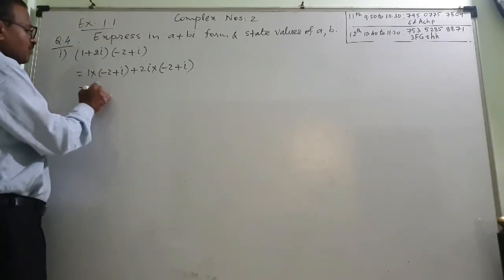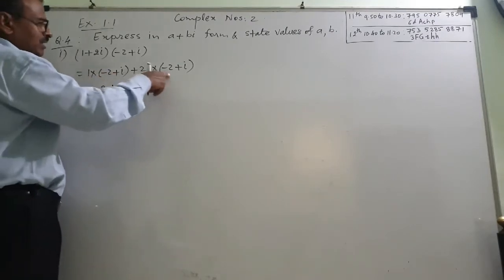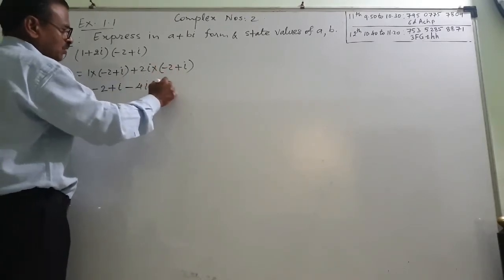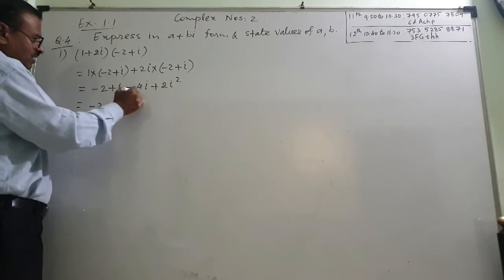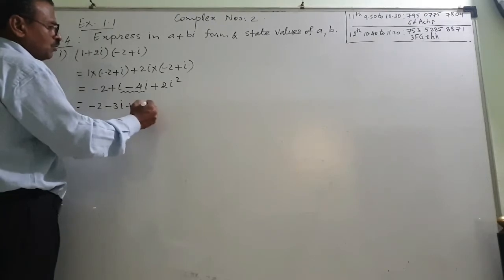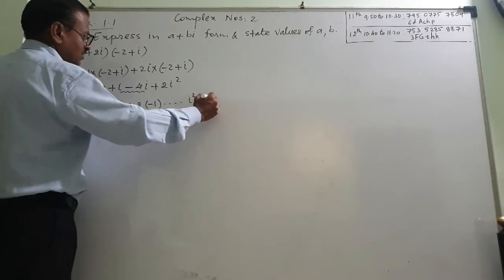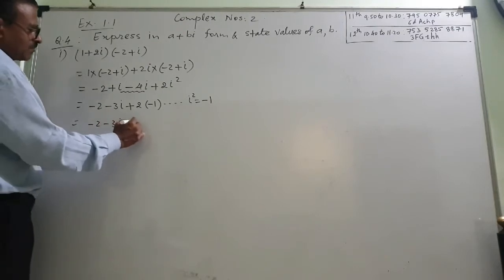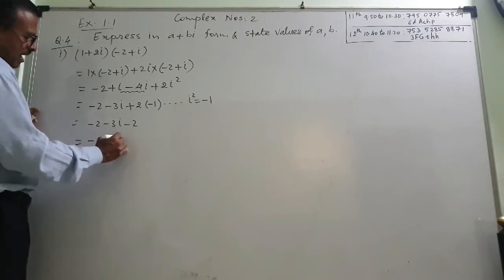1 into minus 2 is minus 2, plus 1 into i is i. Now this minus 4i, and this will be plus 2i square. So that is equal to minus 2, for this the addition will be minus 3i, plus 2 into minus 1. The reason is i square is equal to minus 1. So that is equal to minus 2 minus 3i and this minus 2. This minus 2 and this minus 2 will be minus 4 minus 3i.